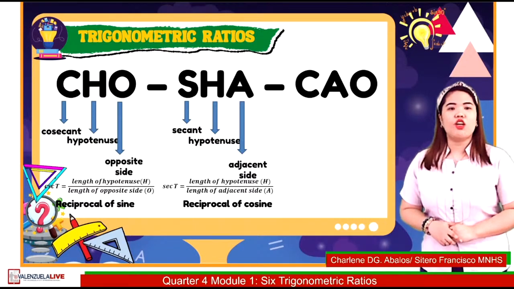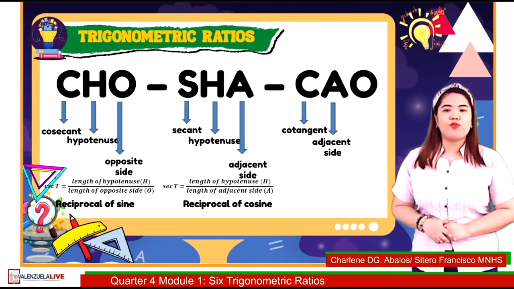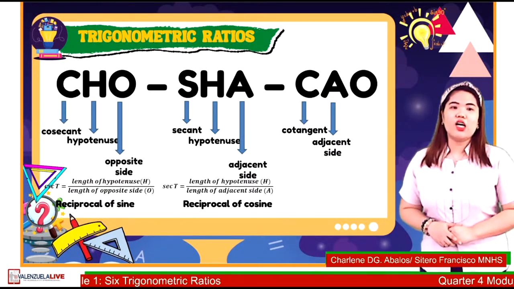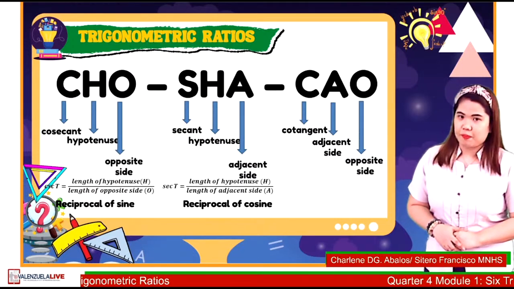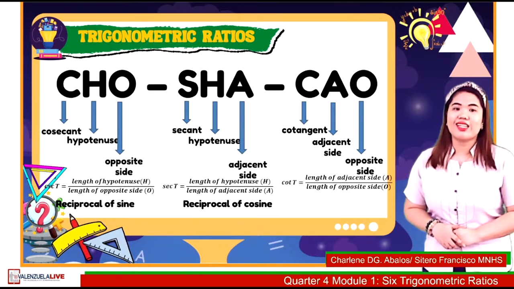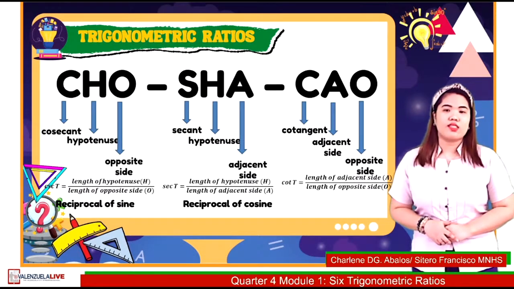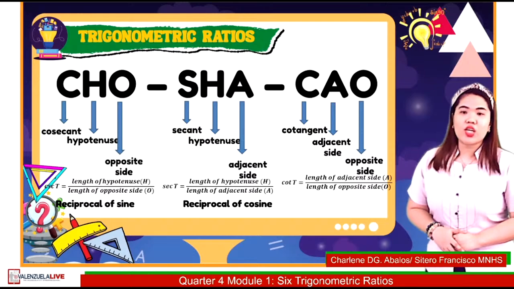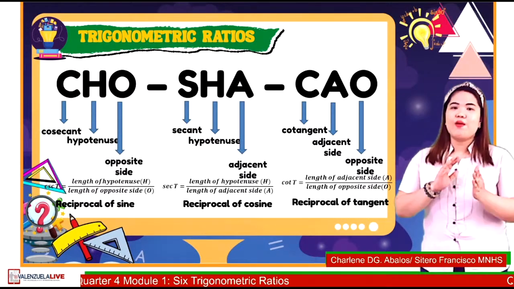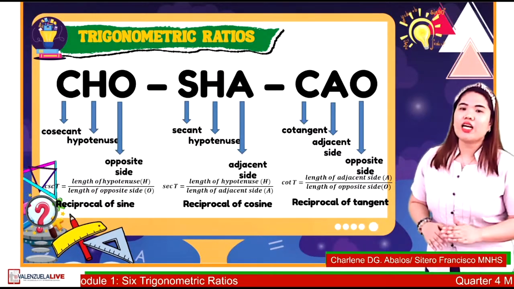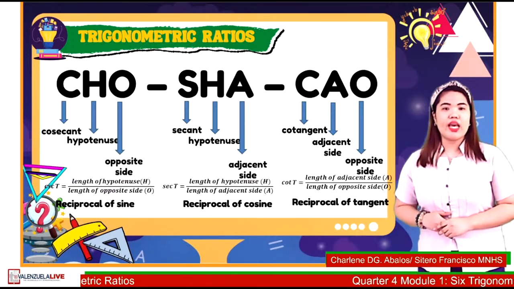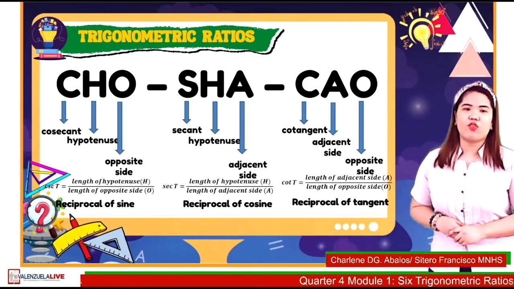Cot is the reciprocal of tangent. C stands for cotangent, A stands for adjacent, and O stands for opposite side. That is why we have cotangent theta is equal to adjacent side over opposite side. Cotangent is the reciprocal of tangent. Again, remember the mnemonics SOHCAHTOA and CHARLENE in determining the 6 trigonometric ratios.